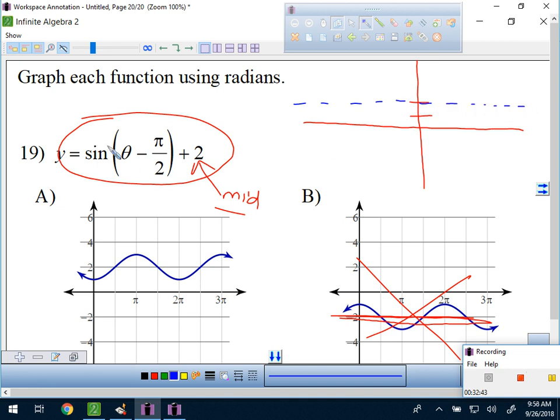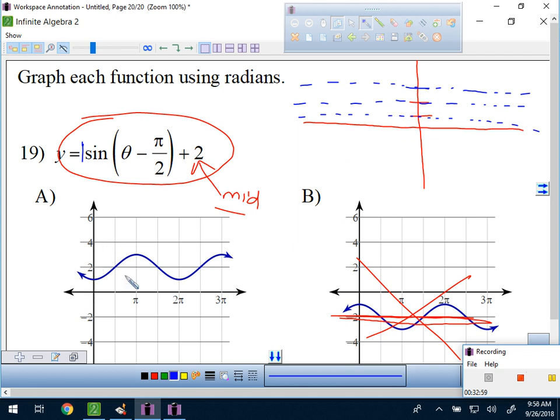The next thing I would do is look at my amp. Well, there's no number here. What's the understood number that's right there? 1. So my amp is 1. So I'm going to go up 1, and there is my maximum. Go down 1, there's my minimum. So there's my border. That's what I'm looking at.